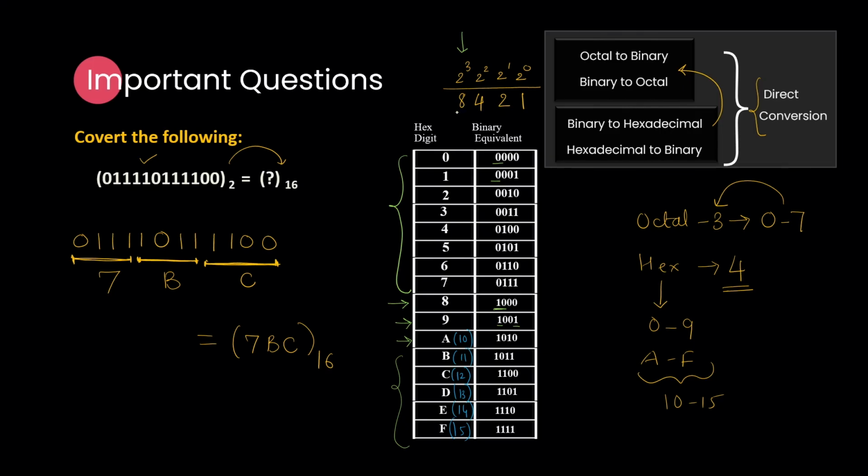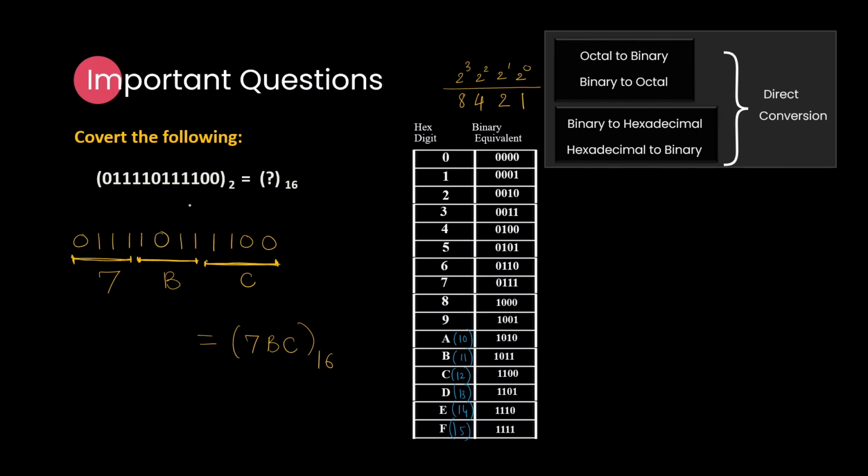11 means you have to place 1 in the columns 8, 2 and 1. What about 12? 12 will be 8 plus 4. So place 1 in that column. 13 will be 8 plus 4 plus 1. 14 will be 8 plus 4, that is 12, plus 2 will be 14. 15 means all the columns.